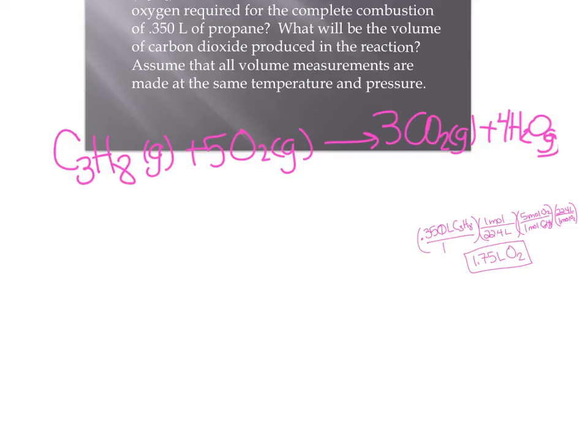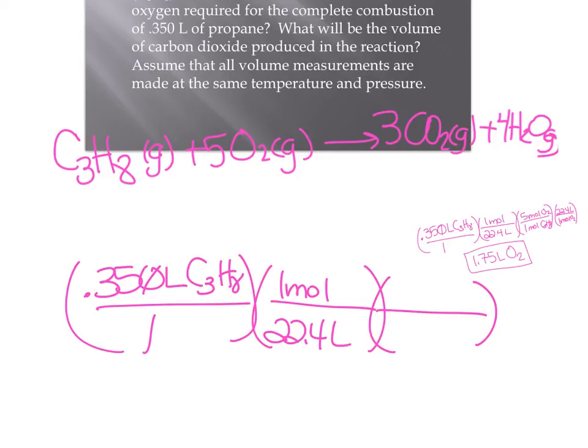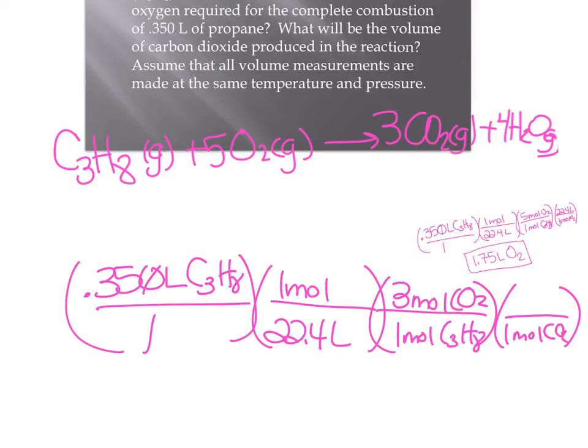So now what I do is I'm going to start with still 0.350 liters of C3H8. I've got to go from liters to moles. I know that 22.4 liters in 1 mole. Now I have to go from moles A to moles B. Well, I know that 1 mole C3H8 gives me 3 moles of CO2. And I know that for every 1 mole CO2, I have 22.4 liters. Zach, tell me what you get.